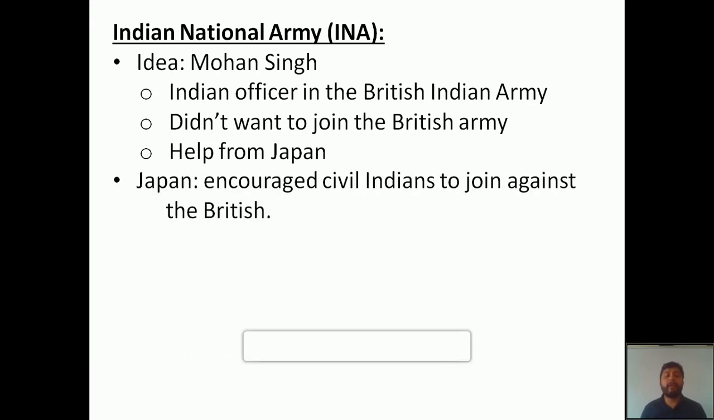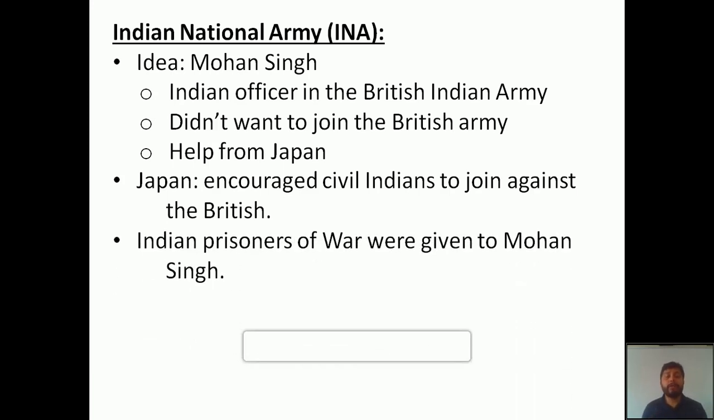The Japanese government encouraged the civil Indians to join against the British. Civil Indians means the people who were living in Japan, but by birth they are from India. That means Indian citizens who were living in Japan. Mohan Singh was helping the Japanese government to fight against the British. So in return, the Japanese government helped Mohan Singh. How did they help Mohan Singh? They provided Indian prisoners of war to Mohan Singh.